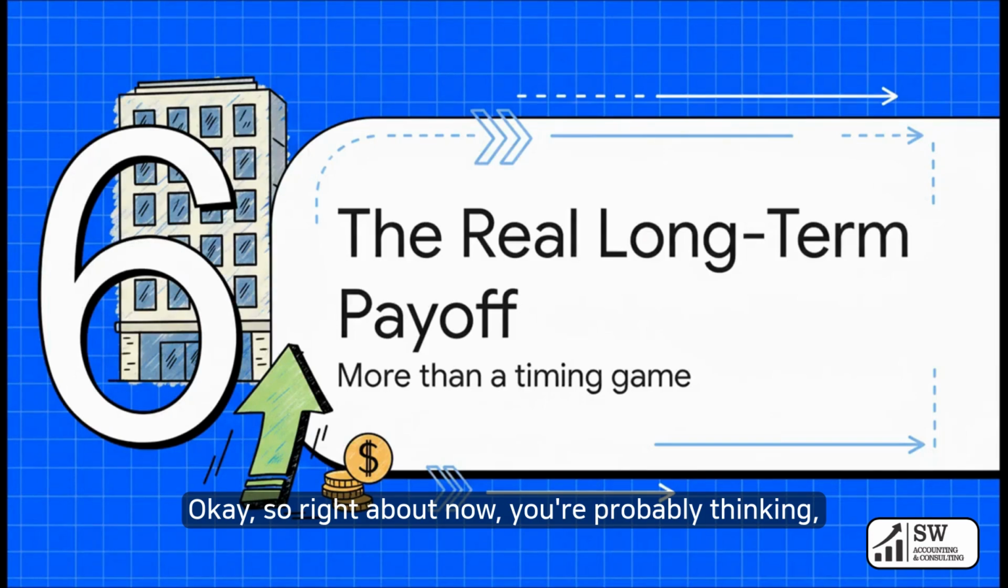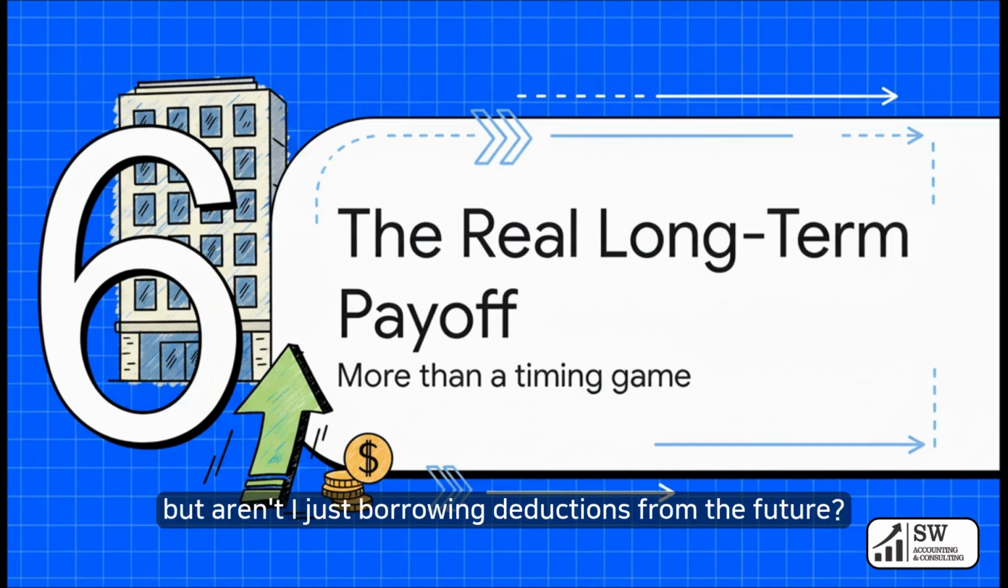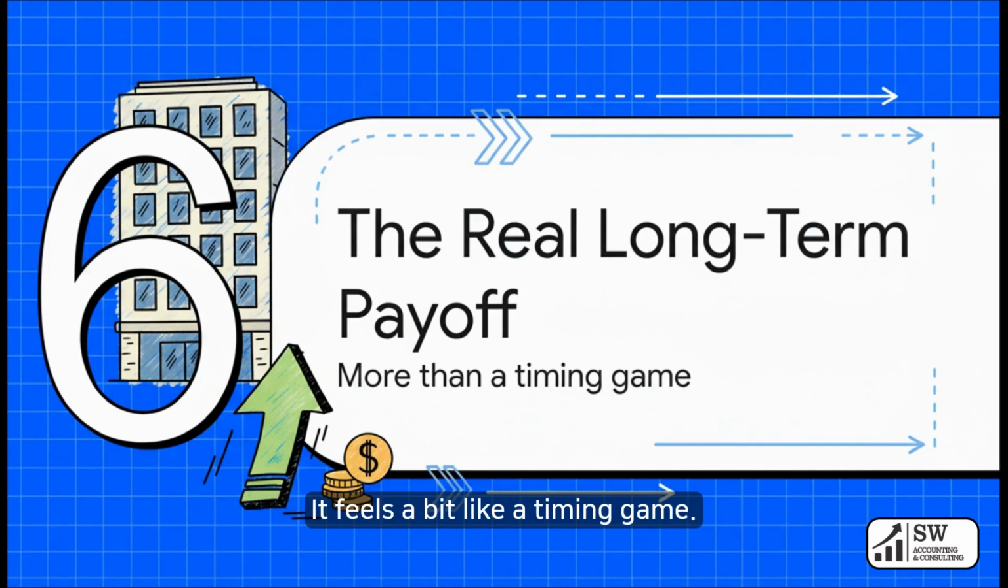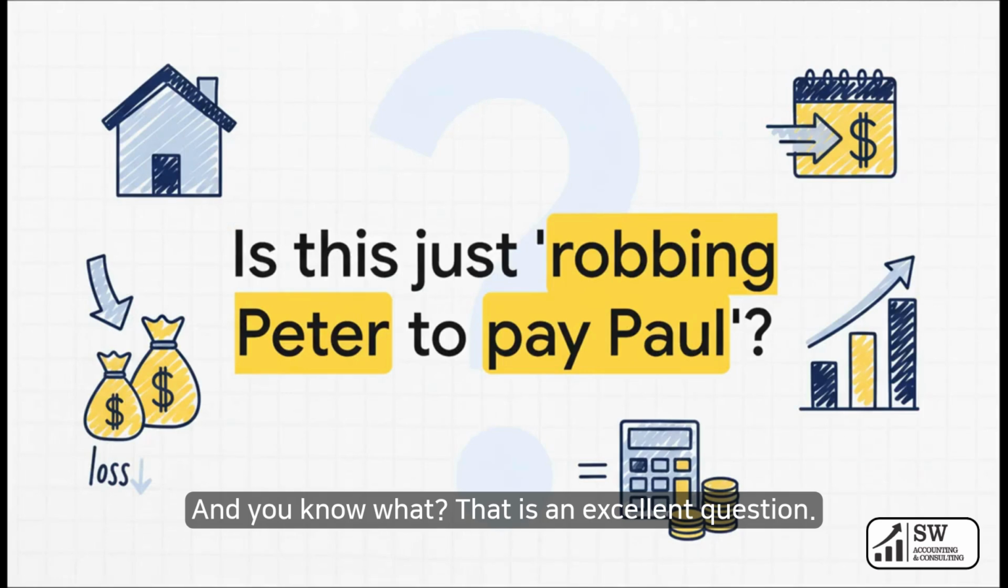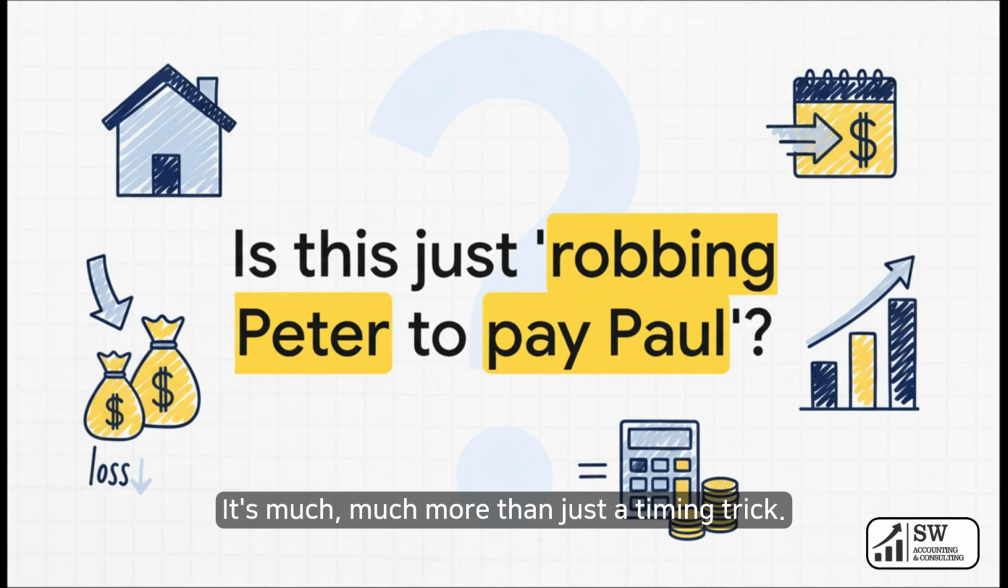Okay, so right about now, you're probably thinking, wait a second, this sounds great, but aren't I just borrowing deductions from the future? I'm taking them now instead of later, but the total amount is the same, right? It feels a bit like a timing game. And you know what? That is an excellent question. It's totally logical to think that. Are we just robbing Peter to pay Paul here? But the answer, surprisingly, is a hard no. It's much, much more than just a timing trick. And there are two really big reasons why.